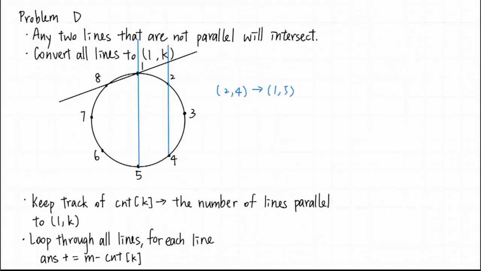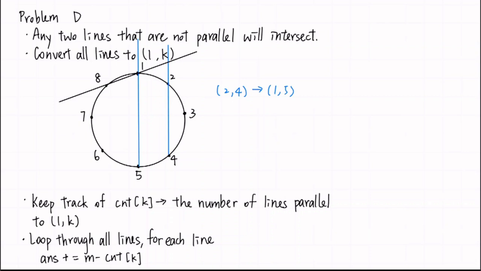And so a key point to note is that any two lines that are not parallel will intersect with each other. So we can convert all lines into the form 1 to k. So what I mean by this is that, for example, the line 2, 4 is parallel to line 1, 5. So we can treat them as equal because they are parallel.